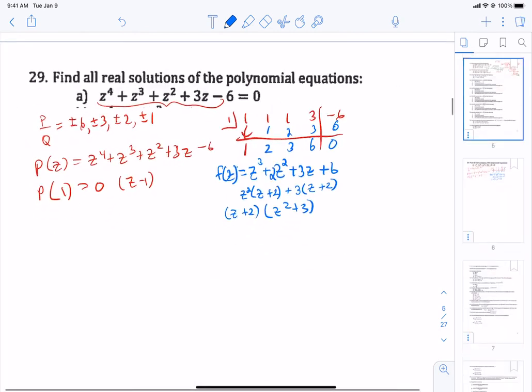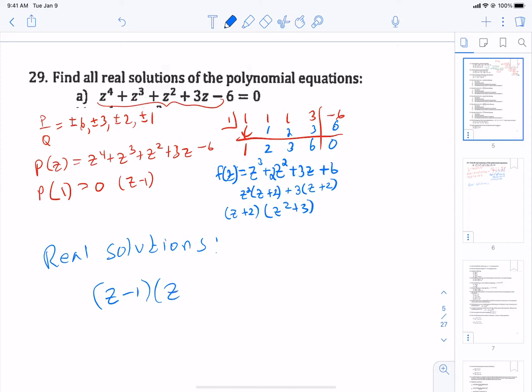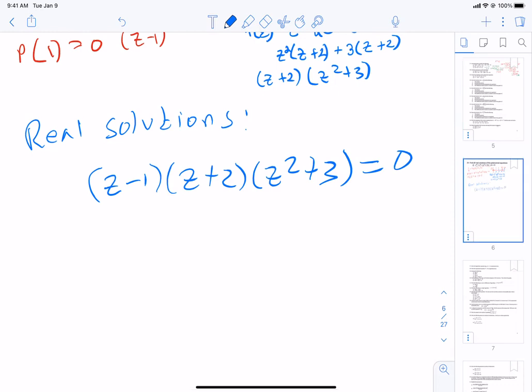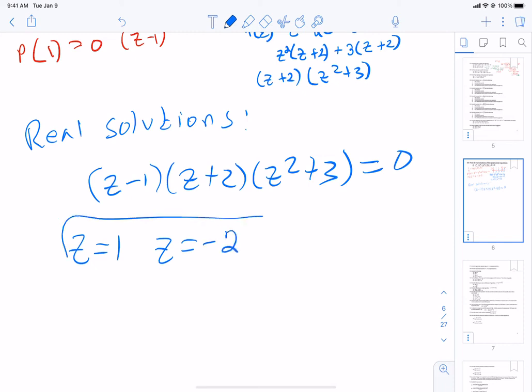So what do I know? Well, the real solutions, so this factored to be z minus 1, z plus 2, z squared plus 3 equals 0. Now that's the factorization. The solutions, the real solutions, are hanging out just in those two things, when z equals positive 1 and z equals negative 2.